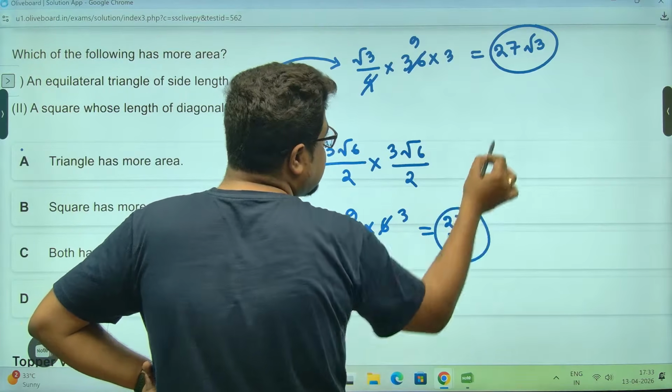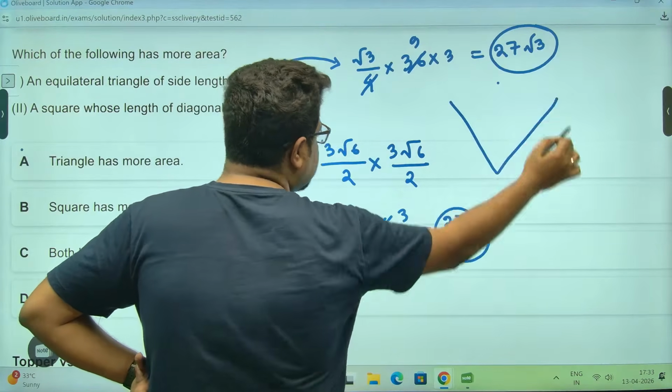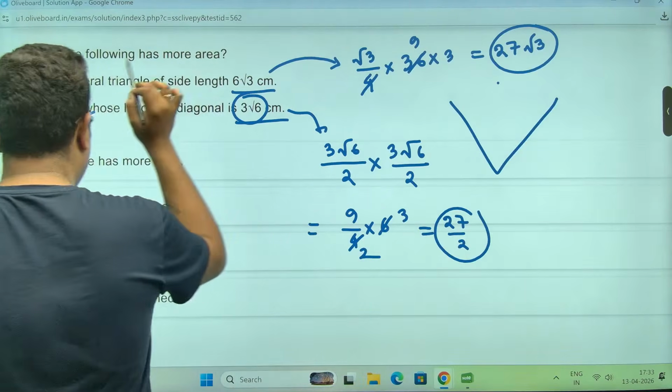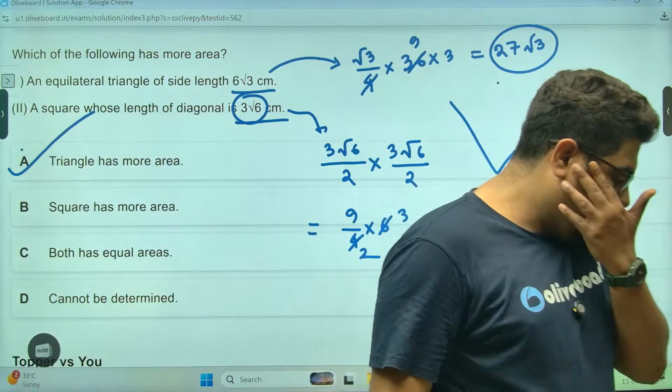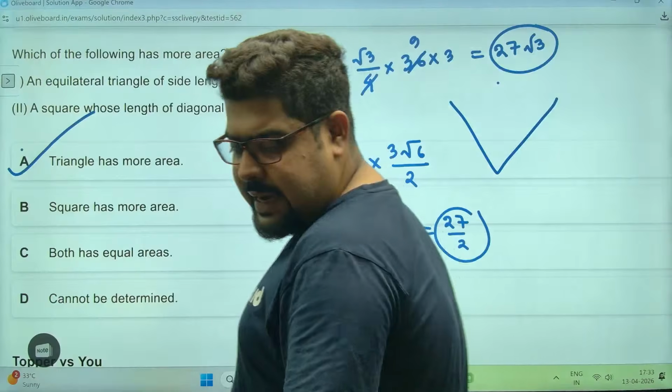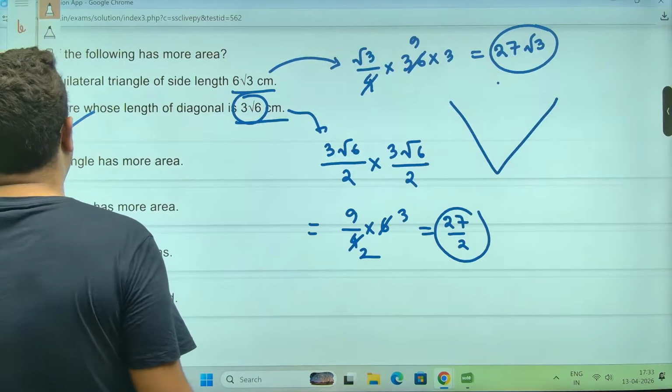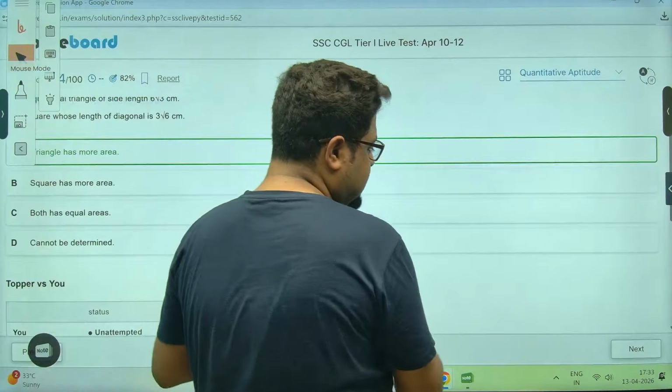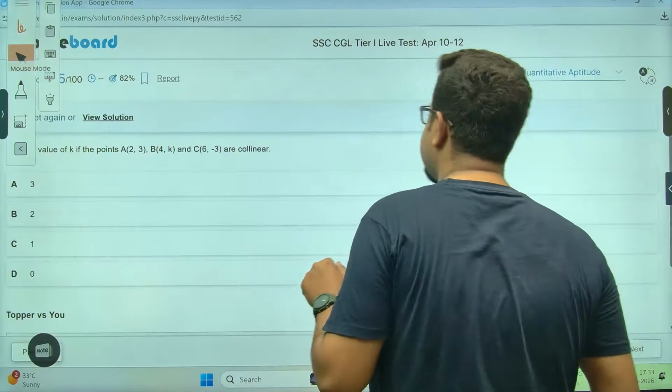So 100% this is much greater. Option A, for sure, has a greater area, sir. Clear, everyone? Let's move on.